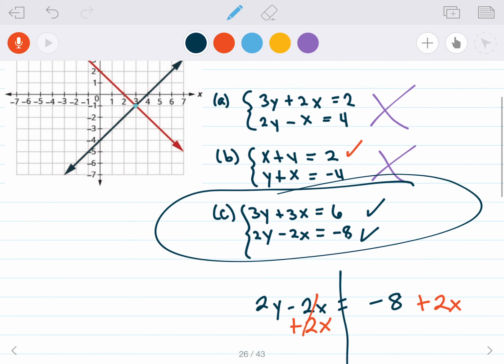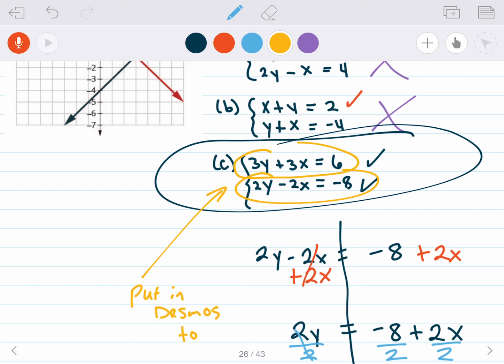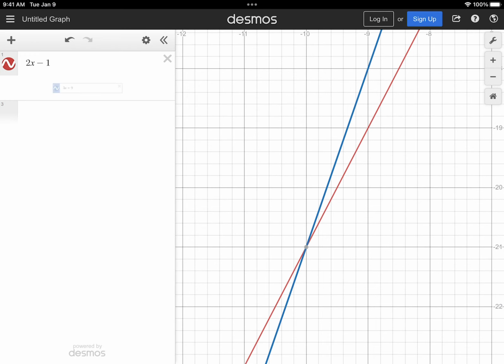Now, if you wanted to cheat, and I don't condone cheating, but I do condone checking. So you can check, you should know how to do this, but you can check yourself on Desmos by putting these in Desmos. And the beauty about Desmos is that you don't even have to rearrange anything. Like, I could literally put in 3y plus 3x equals 6 and get a line out. So watch this.